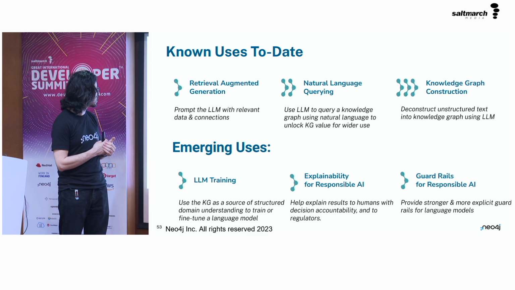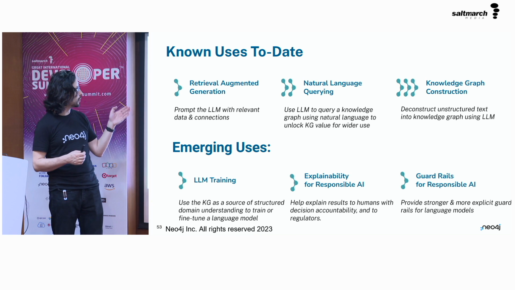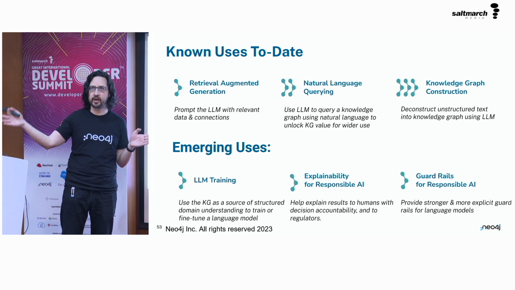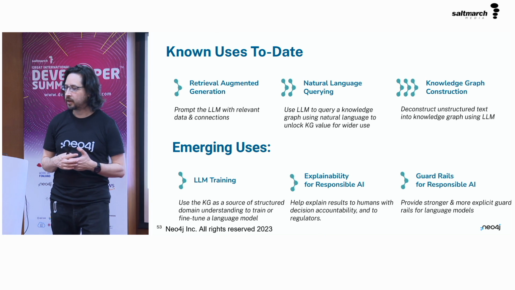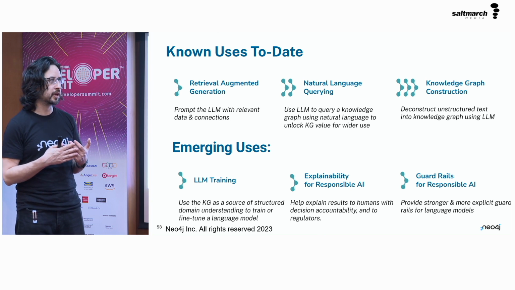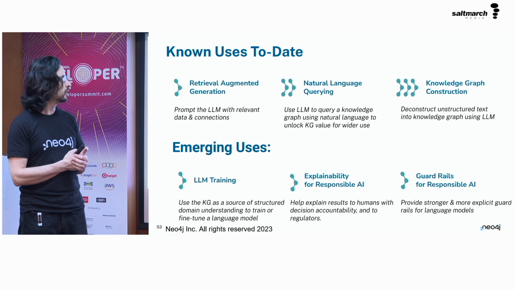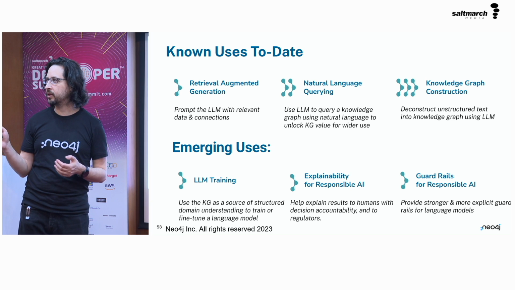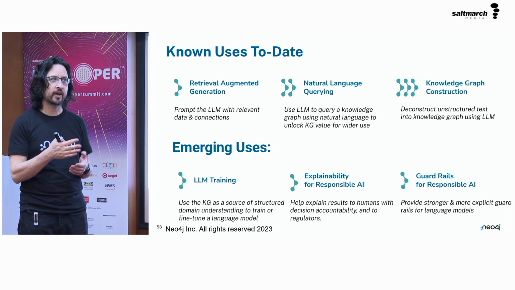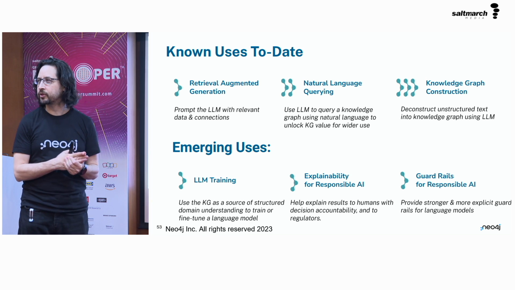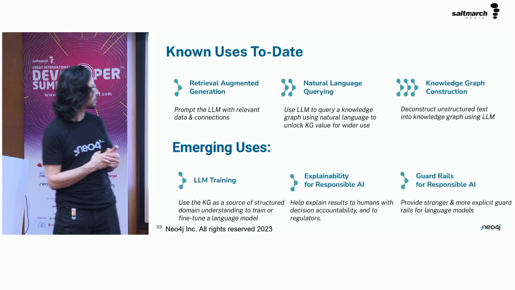So retrieval augmented generation, using LLMs with relevant data connections, then natural language querying, taking the queries and converting those into Cypher. Actually, the query language we use for querying graphs just became an ISO certified standard. So just in the past couple of weeks, GQL was certified by ISO as an official standard for querying graph networks. So this is great. For the longest time, SQL was the only certified query language. Now there's a second certified query language.